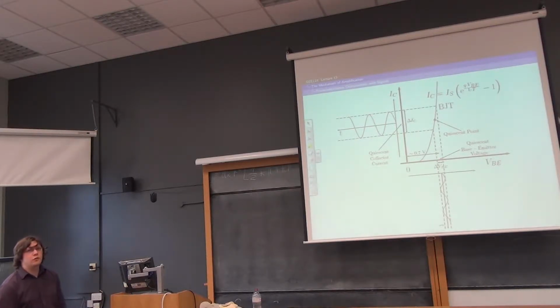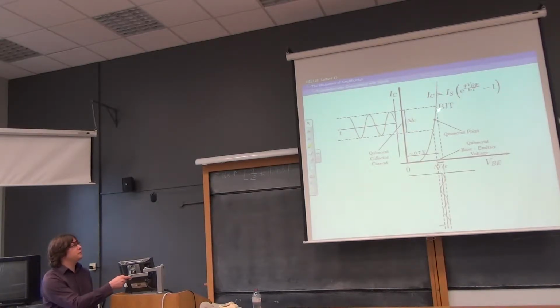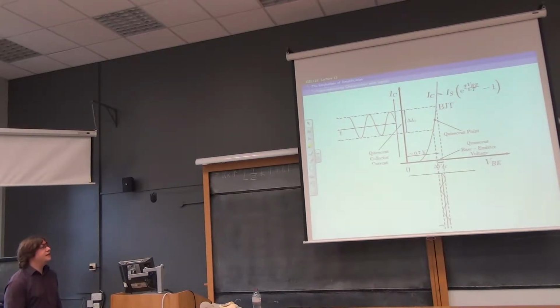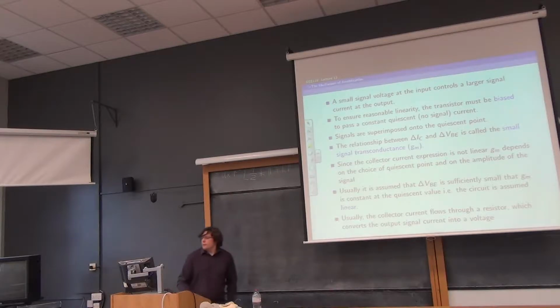And for all of the work that we do, and pretty much all the design that people do with transistors, they assume that they're working in a region where that characteristic can be essentially called a straight line, even though we know it follows the equation for collector current. And the signals are superimposed onto the quiescent point. And the relationship between delta IC and delta VBE is called the small signal transconductance.